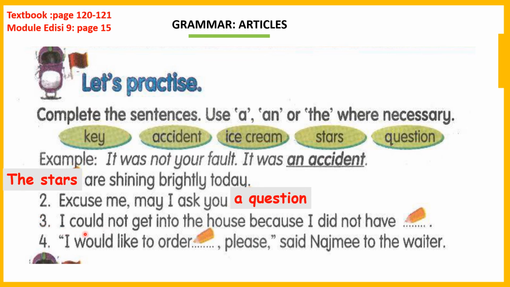Number three, I could not get into the house because I did not have. Yes, the answer is the key. Specific. All right, so that's why we use the word the. And then number four, the last question, I would like to order, of course, ice cream. So what is the article? Correct. The article is an ice cream.